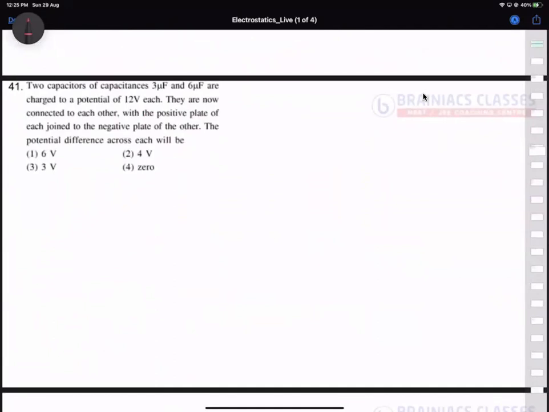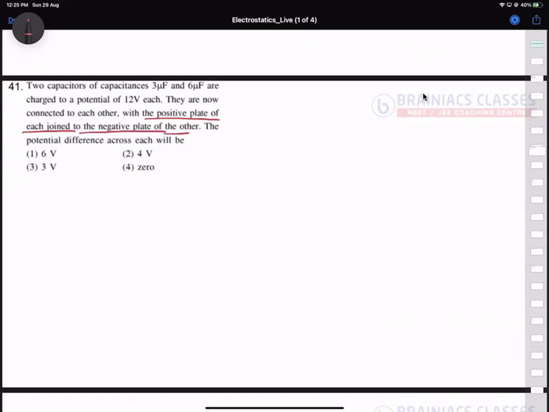Two capacitors of capacitance 3 microfarad and 6 microfarad are charged to a potential of 12 volt each. They are now connected to each other with the positive plates of each joined to the negative plates of the other. The potential difference across each will be? This question has a major hint: the positive plates of each join to the negative plates of the other.